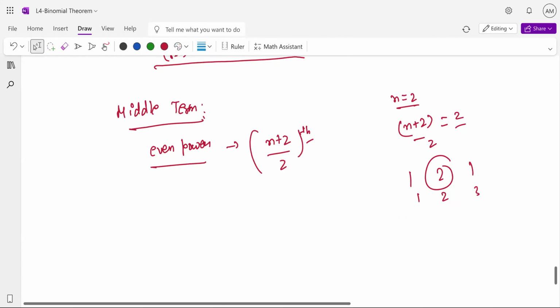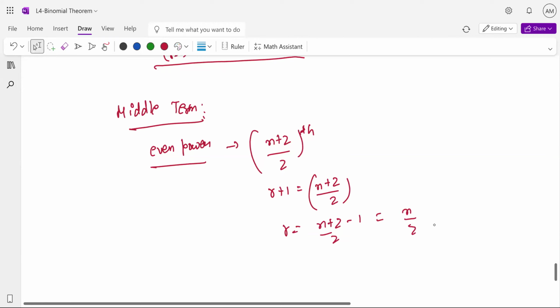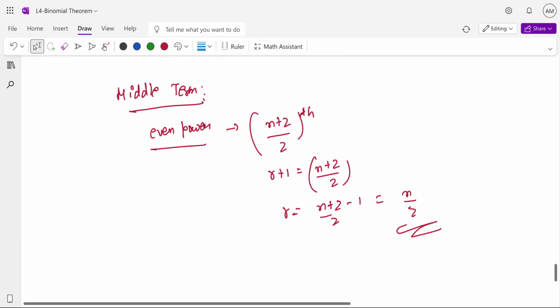Let's remove this one. So what is my general middle term in this case? The term will come out to be n plus 2 by 2. Here my r plus 1 should be n plus 2 by 2. So my r will come out to be (n plus 2) by 2 minus 1. So it is nothing but n by 2, right? Yes, sir. It will be n by 2 itself, and I think it makes sense also.